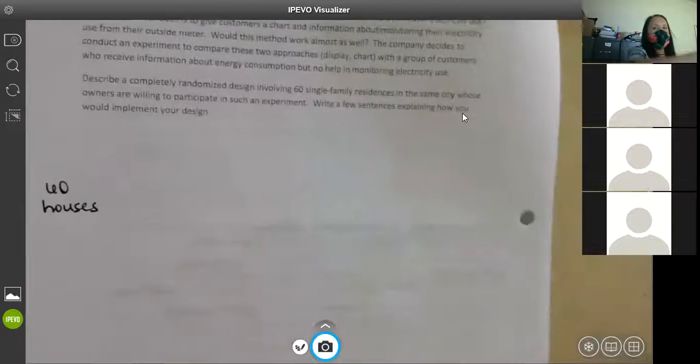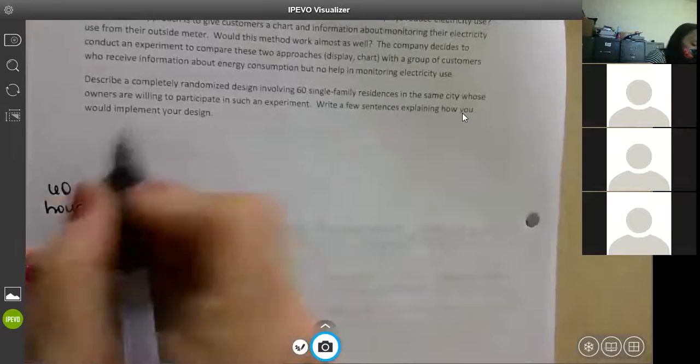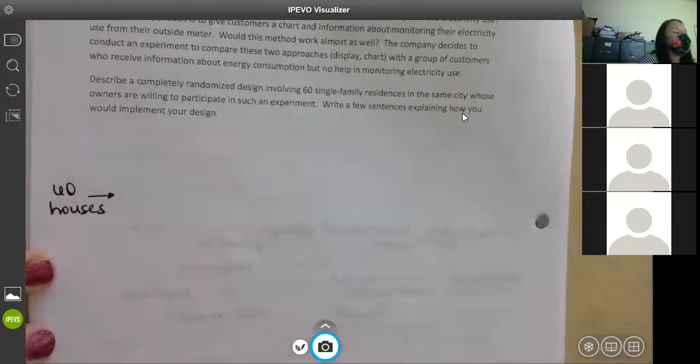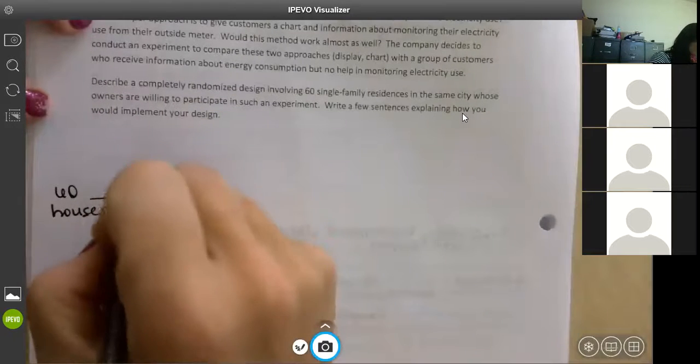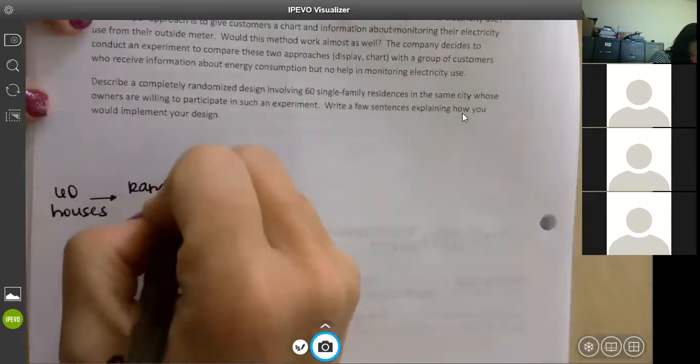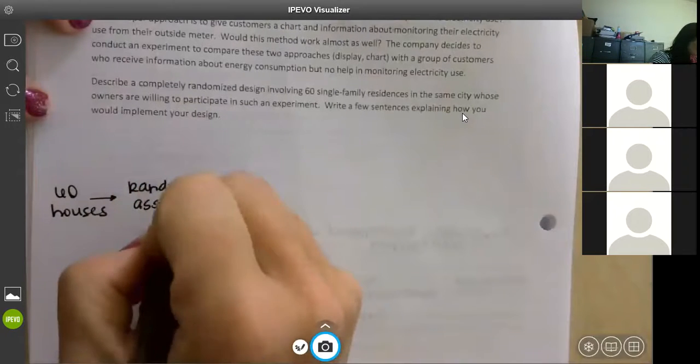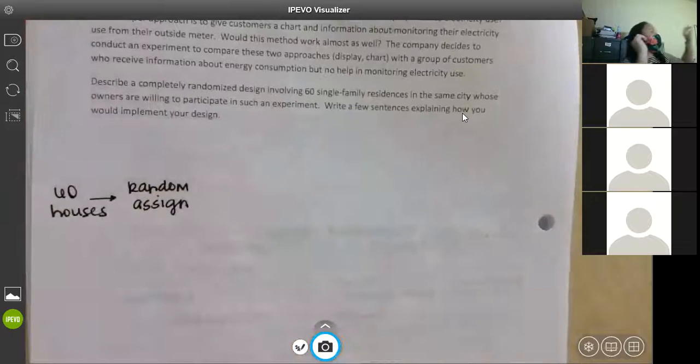I'm gonna make this a little bit bigger so you guys can see it. What are you gonna do to those 60 houses? What are you gonna do to them? Think back to our other one. We had 50 students. What did we do to those 50 students? Randomly assign them a display or chart. Randomly assigned. So we just write random assign. And their only choices were online or class, right? Online or in person. What are our choices for these guys?